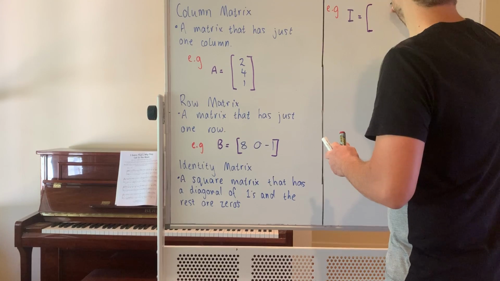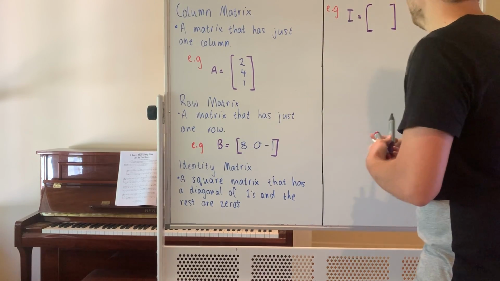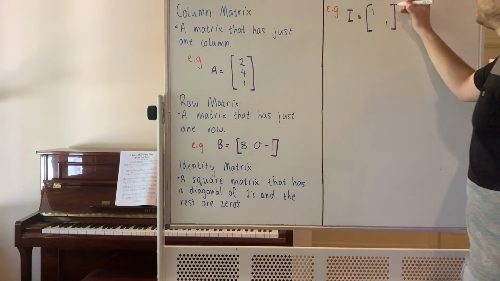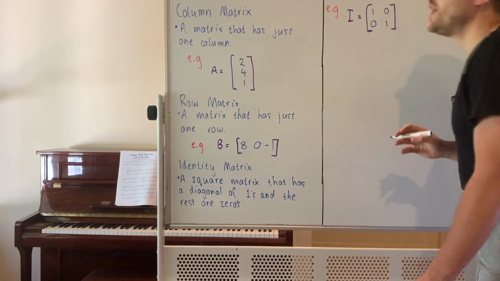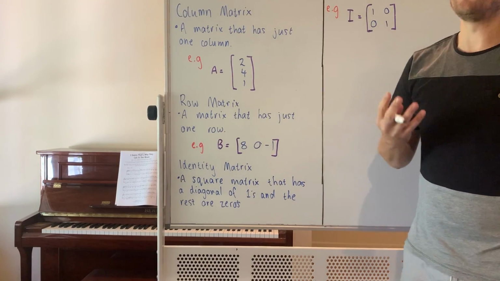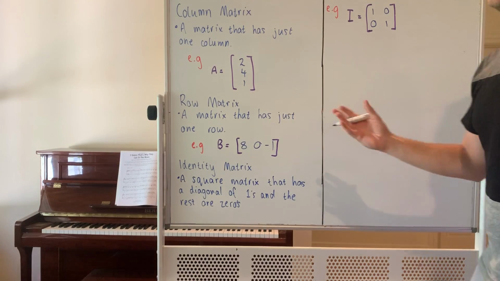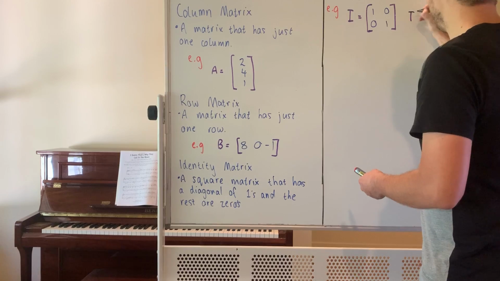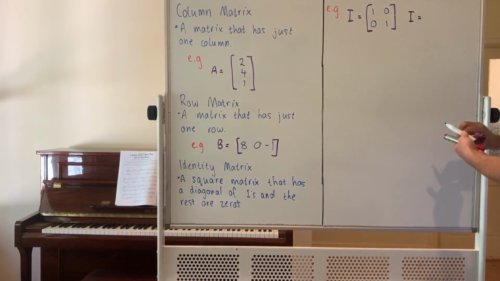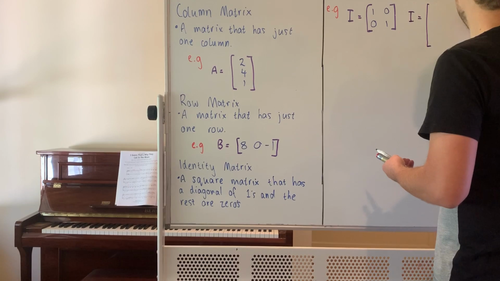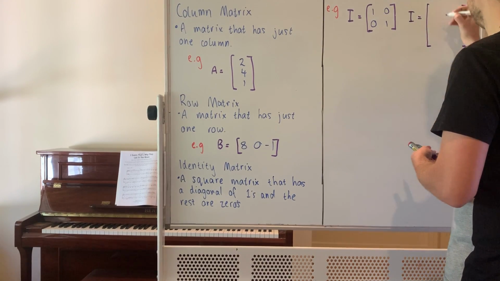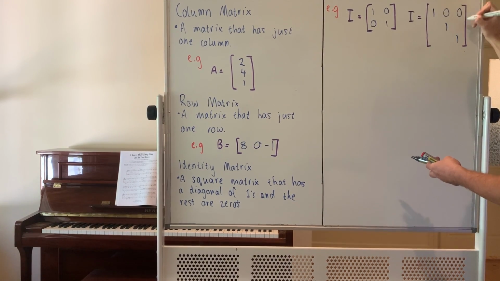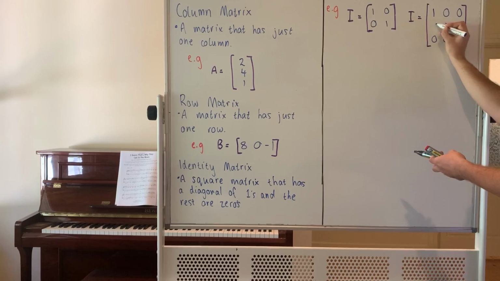If I do the 2 by 2, it'll look like this. The diagonal of 1s always stops in the top left and then goes down, and then the rest are 0. This is basically the matrix equivalent of the number 1, which we'll be using quite a lot down the track when we're looking at inverses and some more advanced concepts. If you were looking at the 3 by 3, diagonal of 1s, rest of the elements are 0.